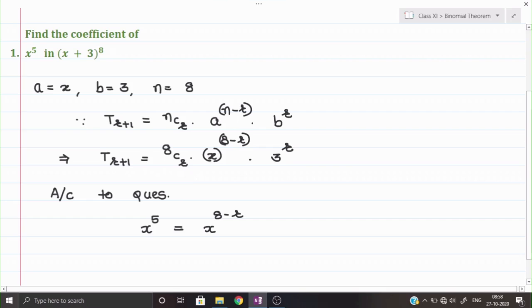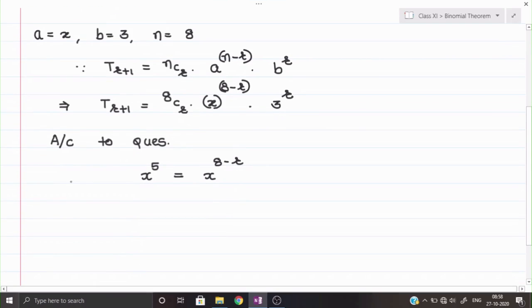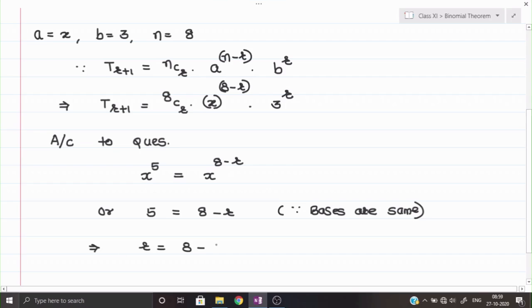Since I require the coefficient of x to the power 5, I will compare it with the similar term in the formula T(r+1). Now we shall compare their powers, because bases are same, so powers will also be same. So 5 will be equal to 8 minus r. The reason can be given, since bases are same. Okay, now minus r will come here and 5 will go onto that side. So 8 minus 5, therefore the value of r will be equal to 3.